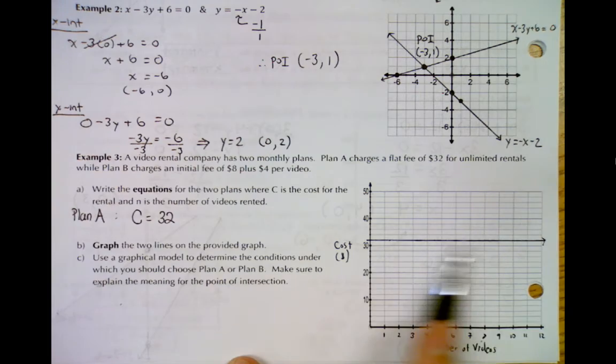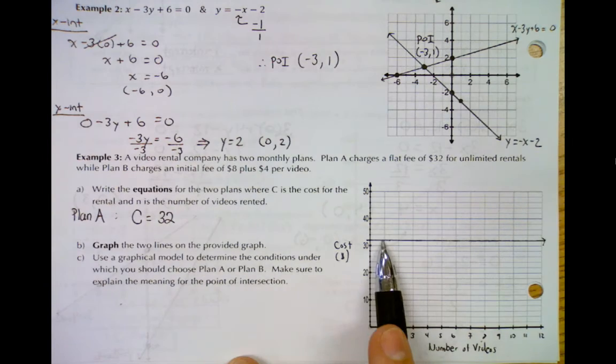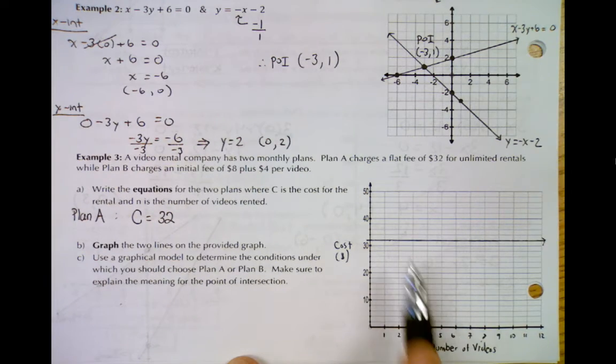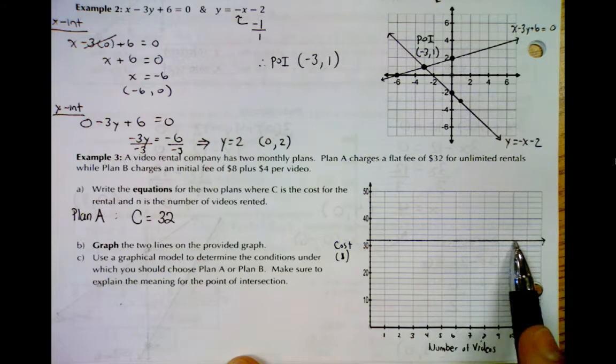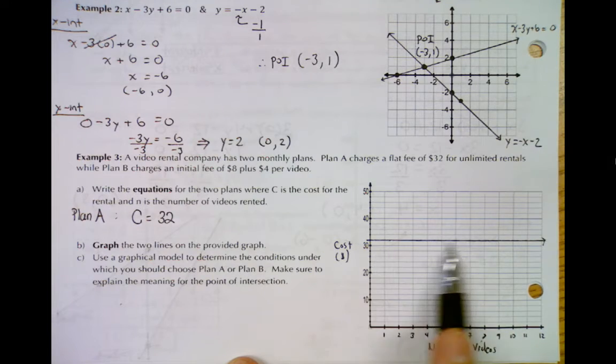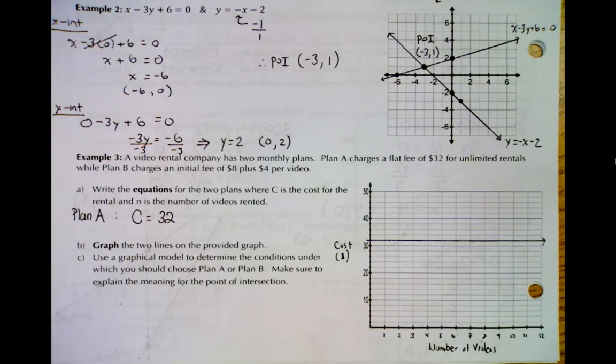Horizontal line through 32, because if you rent one video, it costs $32. If you rent 2 videos, it costs $32. If you rent 10 videos, it costs $32. It's always $32. It never goes up or down. So it stays at 32. Plan B is a little different.